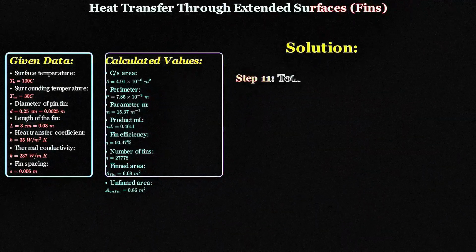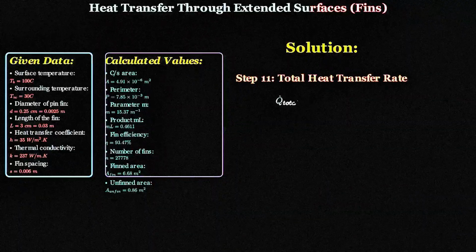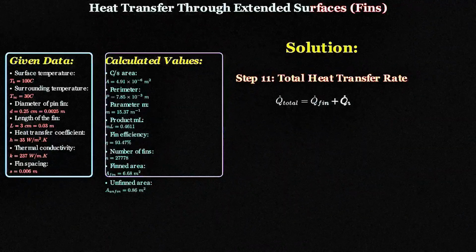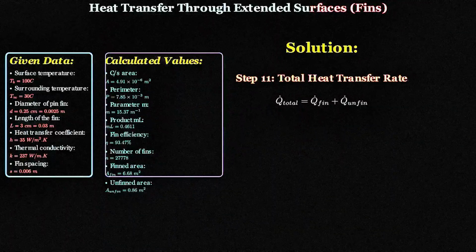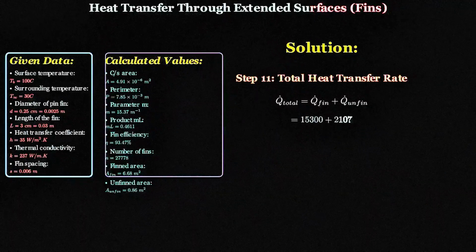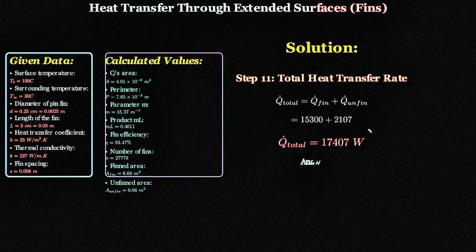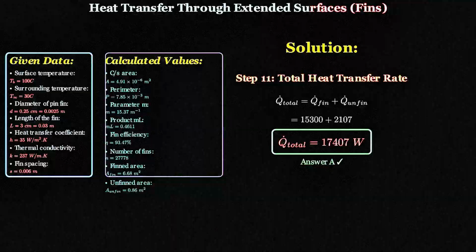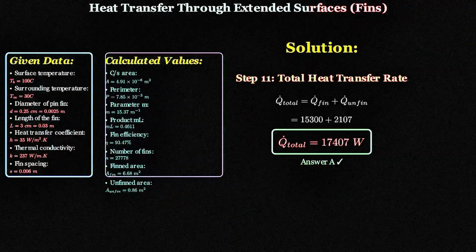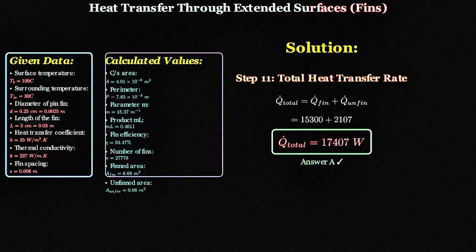Step 11. Calculate the total heat transfer rate. This is answer A. The total heat transfer equals the sum of heat from the finned surface and the unfinned surface. Q dot total equals Q dot fin plus Q dot unfinned. That's 17,300 plus 2,107. This gives us Q dot total equals 17,407 watts, or 17.417 kilowatts. This is our answer A.